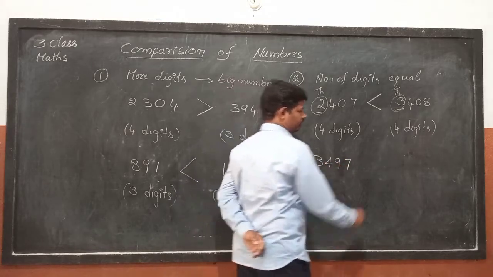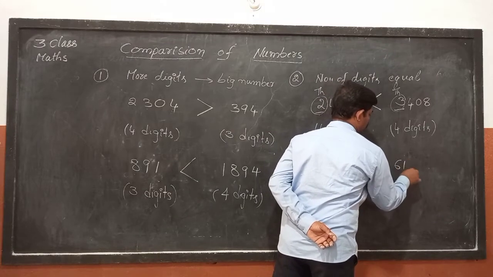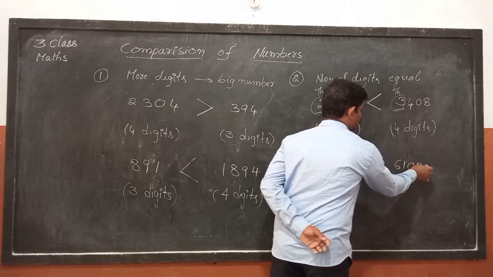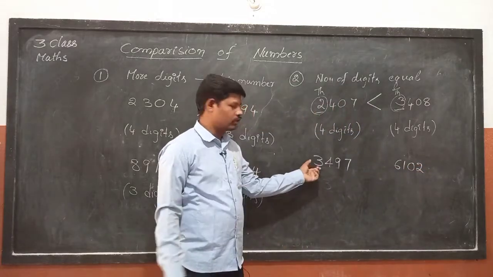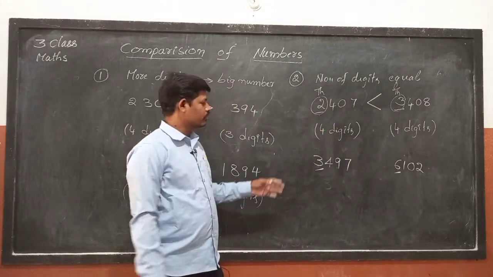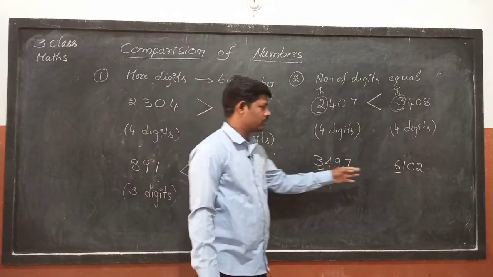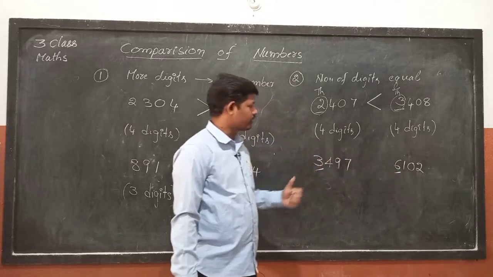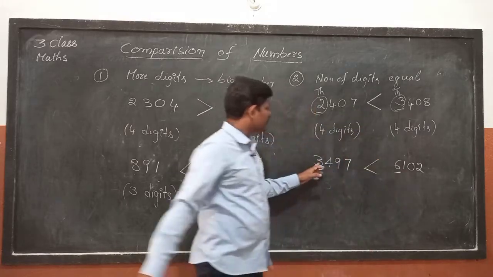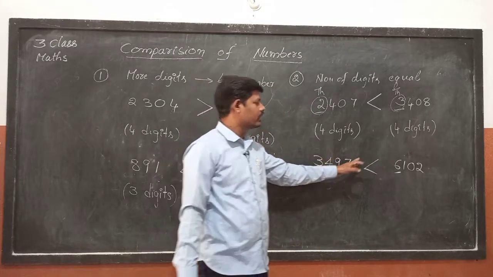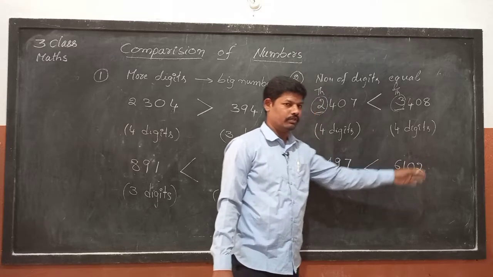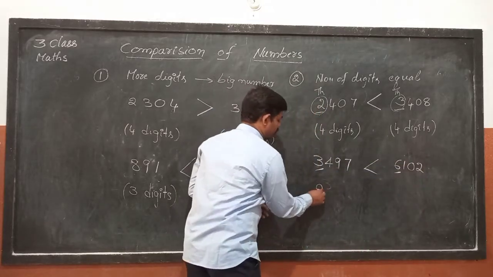3497 and 6102. So observe the thousands place. Here 3, here 6. So 3 is less than 6. So which symbol we have to keep? Less than symbol again. 3497 is less than 6102.